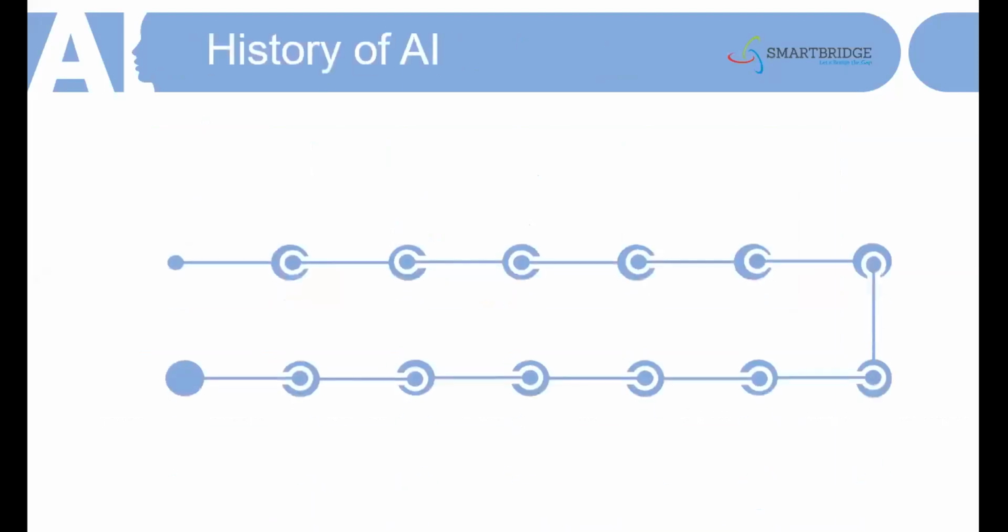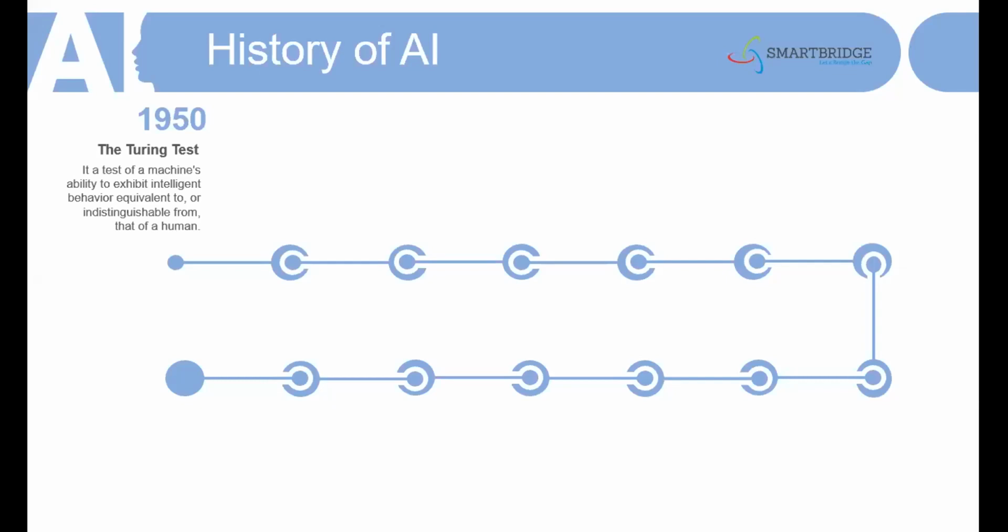So in 1950, this year is considered to be one of the most important years in the introduction of artificial intelligence, because in this year a scientist called Alan Turing published a paper which emphasizes the possibility of machines which can think. So he created a test called the Turing test.